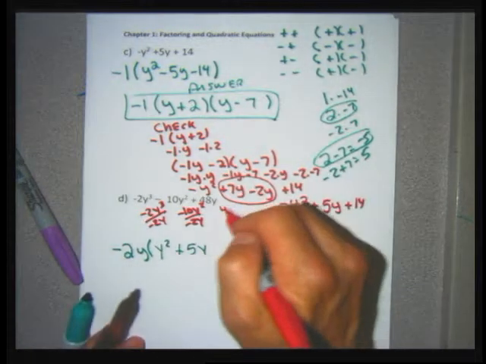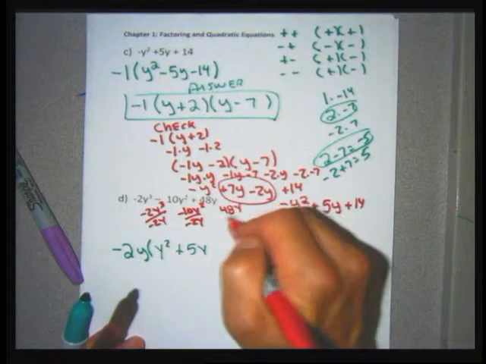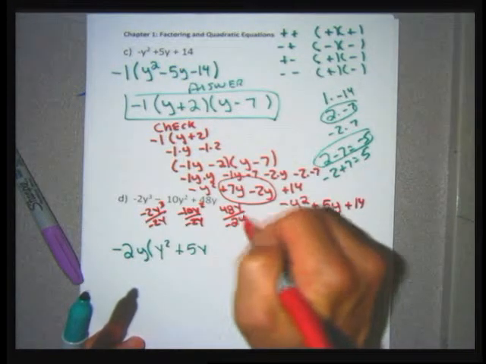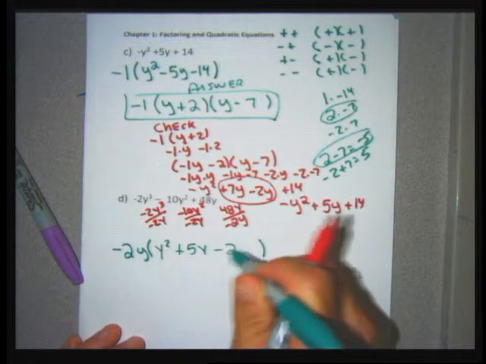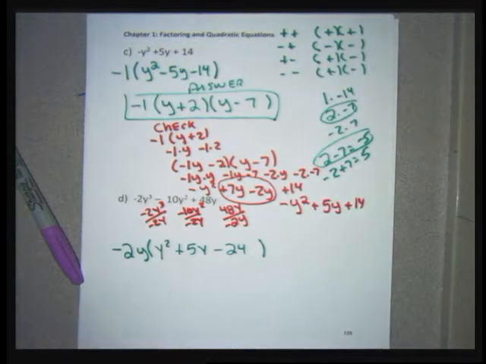And the last, there was a positive 48y. I factored out a negative 2y. 48 divided by negative 2 is negative 24, and I took its y away. So that's the first step. That's the common factor factoring. Made sure to factor out a negative because the first term is negative.